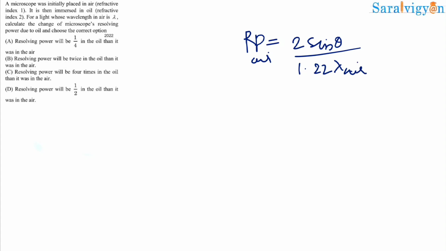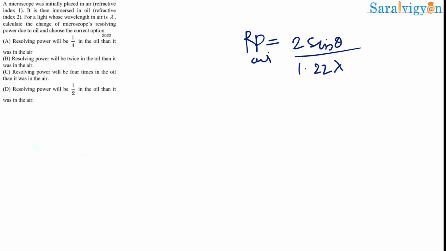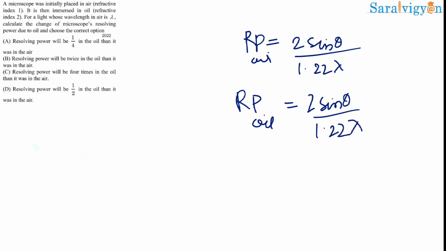We know the formula for resolving power, Rp air. In air it will be equal to 2 sine theta by 1.22 lambda air, or simply lambda itself since there is no medium. Now resolving power in oil will be 2 sine theta by 1.22 into lambda, the wavelength in oil.